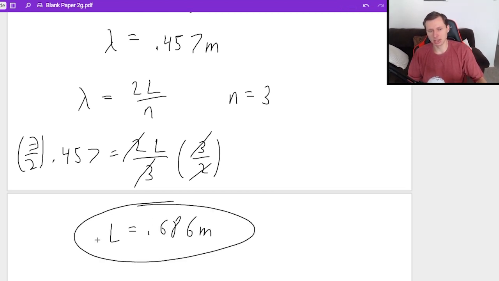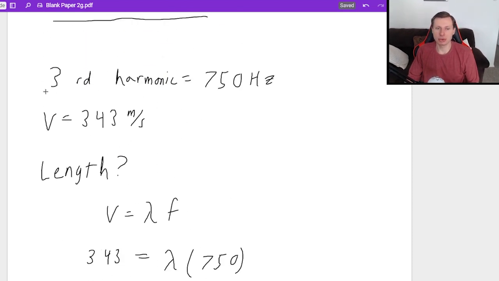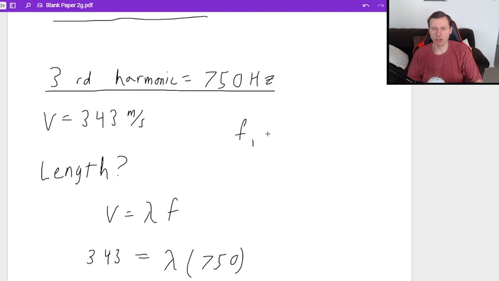0.686 meters. And then another question I could ask is, if I have the third harmonic of 750, what's the fundamental frequency? For that, all you need to do is divide by 3, and that's because the first harmonic, we can call it F1, is equal to 1/3 of the third harmonic. So in other words, the fundamental frequency, F1, would be 250 hertz.